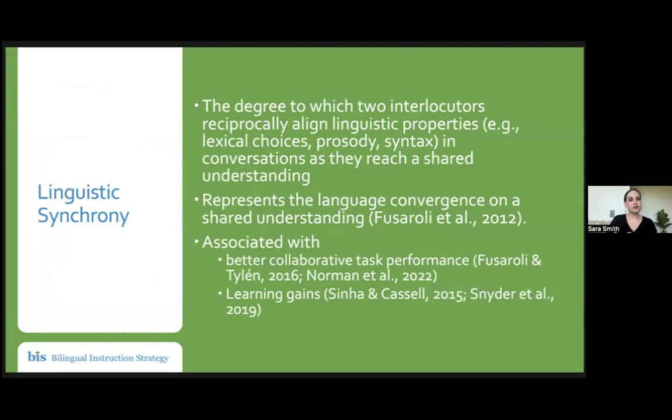So this can be lexical choices, it can be prosody, it can be syntax, and it represents this convergence, right? That their language is converging as they reach a shared understanding. And research among adults in particular instructional settings, but also in experimental settings, shows greater linguistic synchrony is associated with more learning gains, but additionally better collaboration and better task performance. So this is a really interesting phenomenon, but it is much less explored among children and among multilinguals. And this may be in part due to the limited availability of appropriate data sets, and in particular, large enough data sets, right? You need a lot of language to look at this.